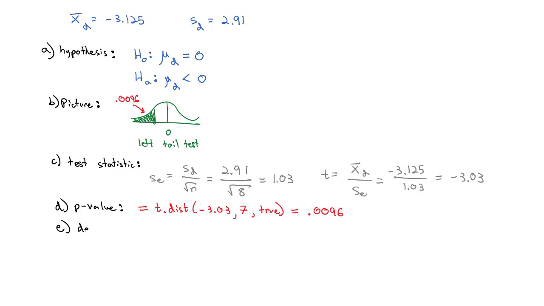Based on that p-value, we can make a decision. So the p-value was equal to 0.0096. We said we wanted alpha to be 0.01. Notice that p-value is, in fact, smaller than the alpha. When we have a small p-value, we are allowed to reject the null hypothesis in favor of the alternative hypothesis.